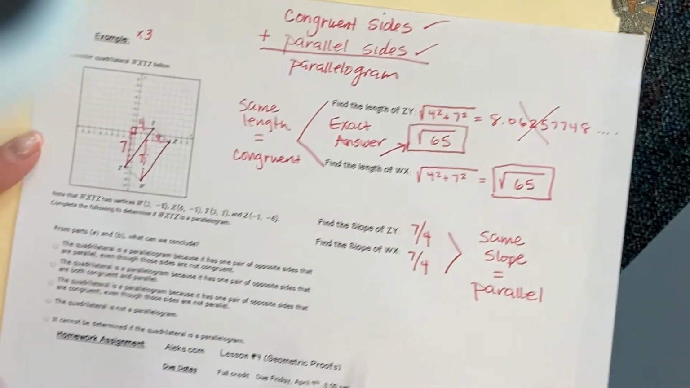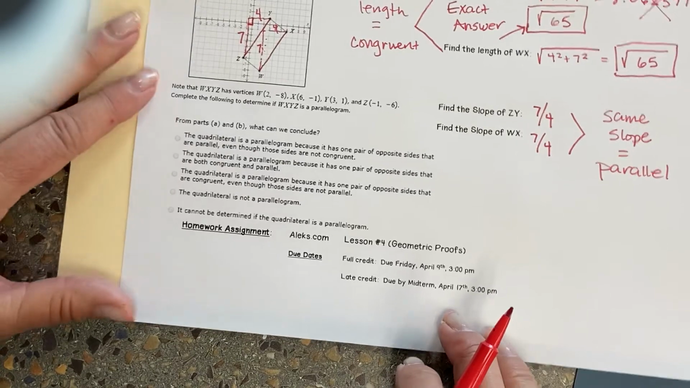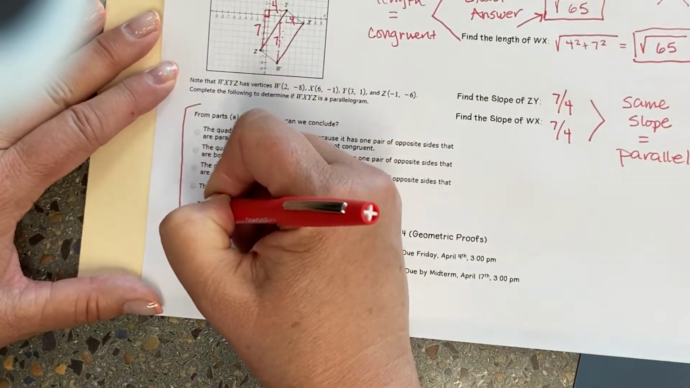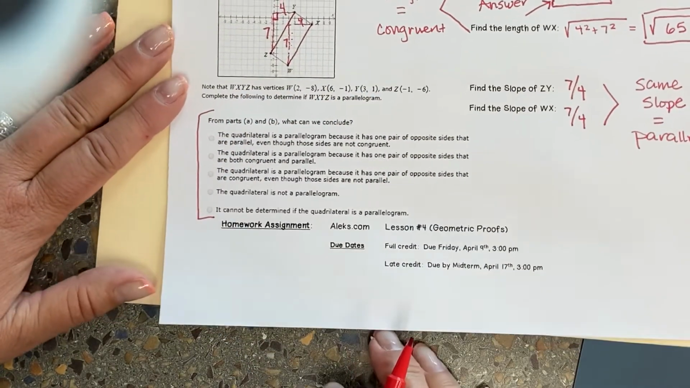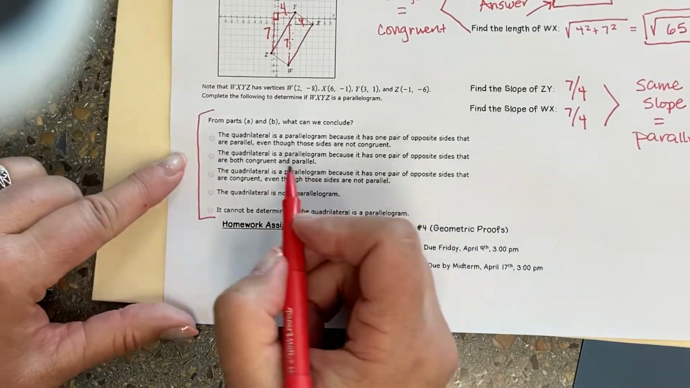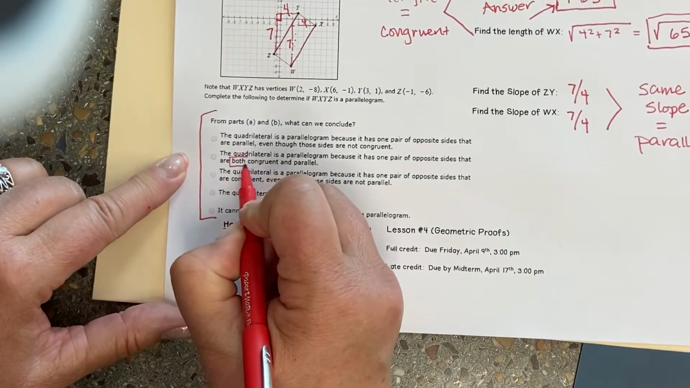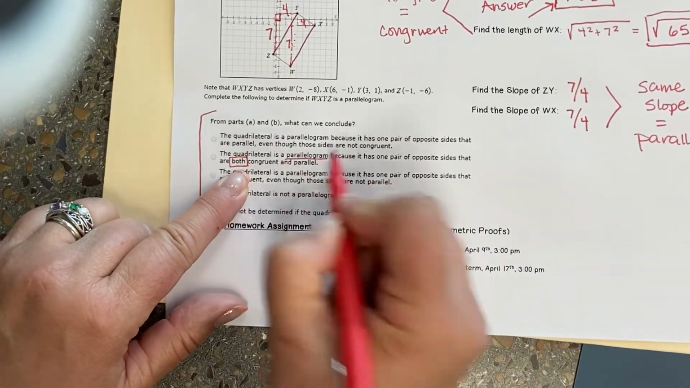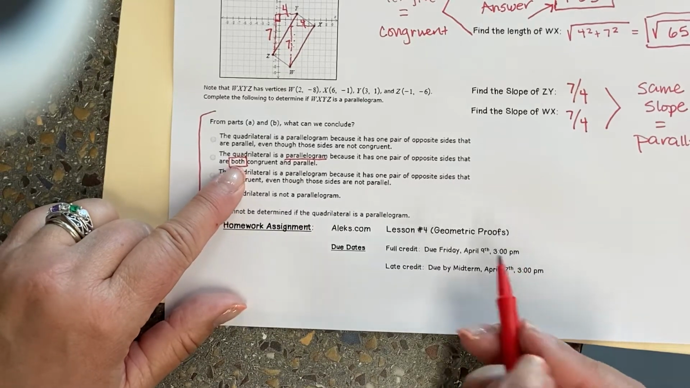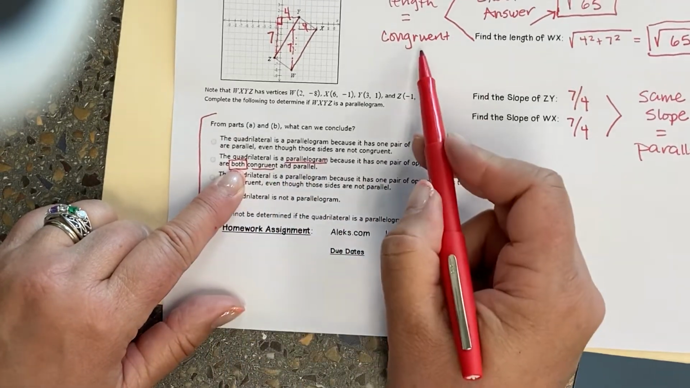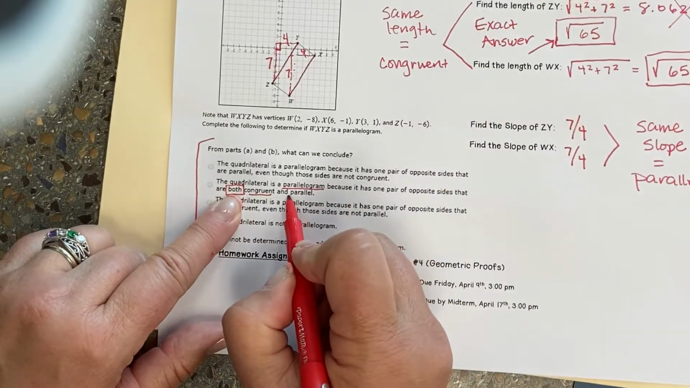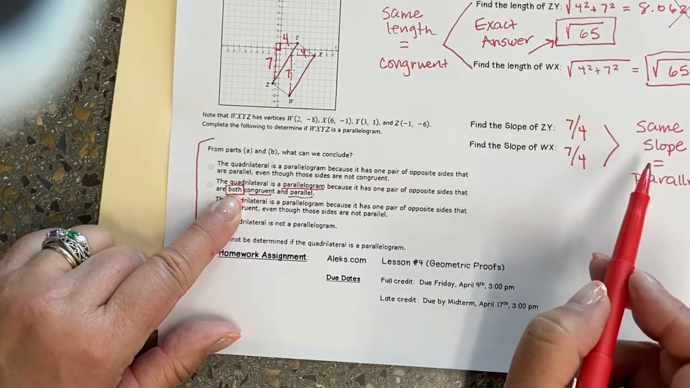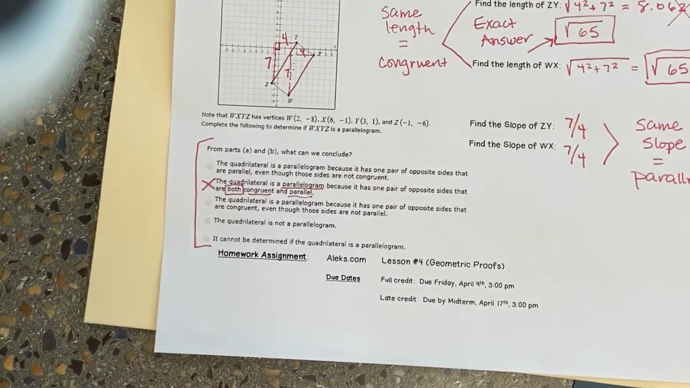After you get those two pieces done, on Alex, you're going to have this big thing right here where you have to figure out what answer they want you to choose. If you look for the word both, that's a key word, because it's a parallelogram because there's both congruent sides, which we figured out right here, and parallel sides, which we figured out over here. So that's the answer. Okay? All right, so there's one example.